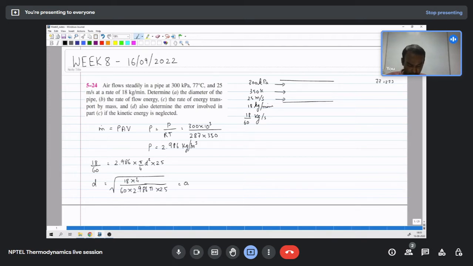So this is 0.0715 meters. So this is 71.5 mm.